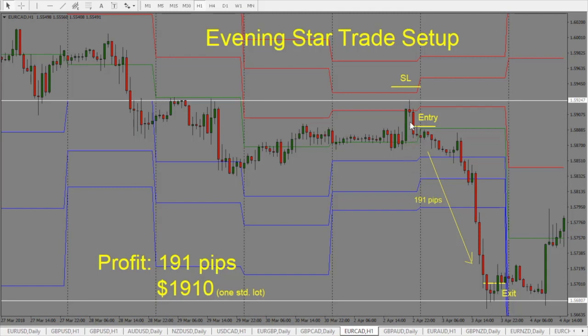So in this example here, we see that price has been going down here, it starts to go sideways, and then pulls back into the same resistance area that we have seen here. Once price comes here, we see this evening star trade setup. Once we see the setup, it is time to enter the trade. So we enter the trade short here because we are looking for price to continue down.